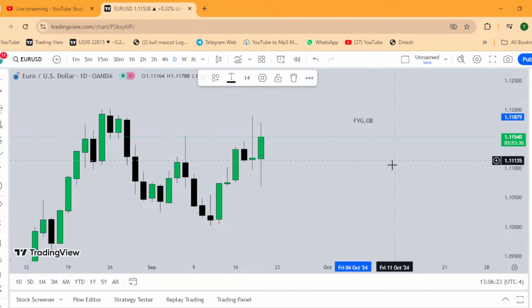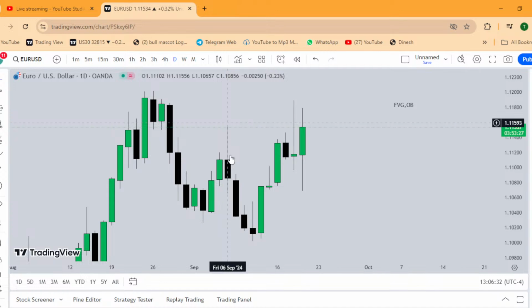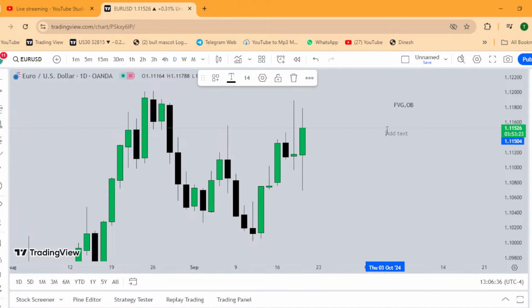So I will start by challenging you into looking into this. One, the validity of a PD array, and then two, the area of interest. So what do we consider to see that this PD array is valid? Validity is what considers that this order block I'm seeing is valid, this order block is valid, this FVG is valid, this FVG is valid or invalid.